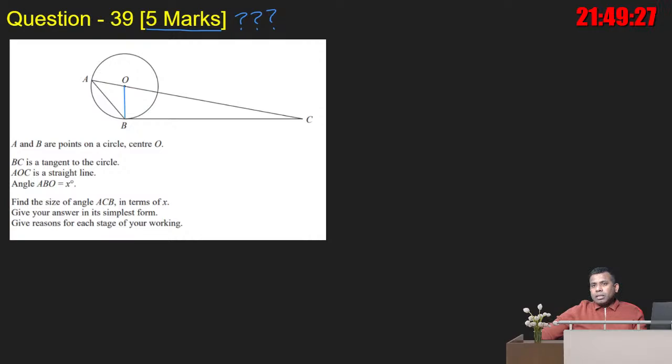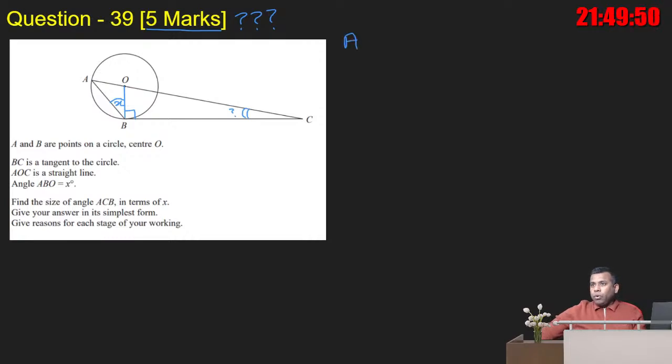So I'm just going to mark this one. So this is ABO, right? ABO is X. So this is the X and this is the 90 degrees, right? And find the size of the angle ACB. So this is the ACB in question, right? Now I'm going to do some working out.